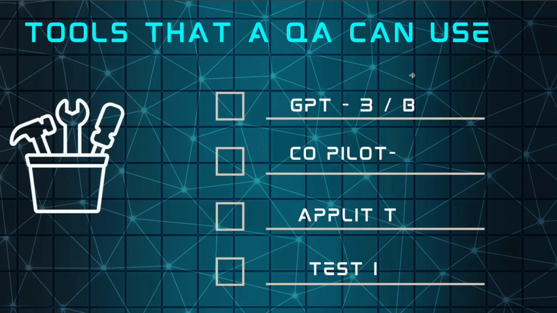Now, what are the different tools that a QA engineer can use? We can see there is GPT-3 available from OpenAI. Then there is Google Bard. Then there is GitHub Copilot, and there is Applitools, and there is Testim. There are a lot of things, and slowly they are coming up as well.